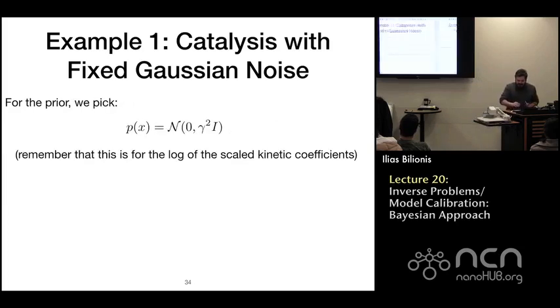All right, so now let's get to the catalyst problem and look at the example. I need to pick a prior. Remember that these x's here are not really the reaction coefficients for the catalyst problem. The reaction coefficients are k, right? So these x's are basically defined like that.